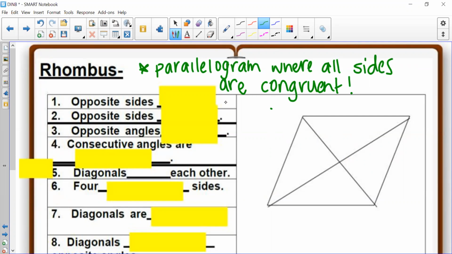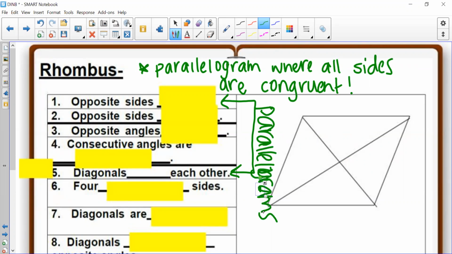So actually these first 5, we're not going to relabel, because these first 5 are the same properties that you saw on slide 2 for parallelograms. Okay, so we'll fill in the blanks, but we're not going to relabel that stuff. All the things we learned in the first video, they all still apply here. But we're going to add some special properties that make this a rhombus.